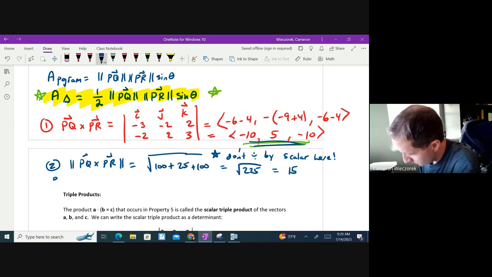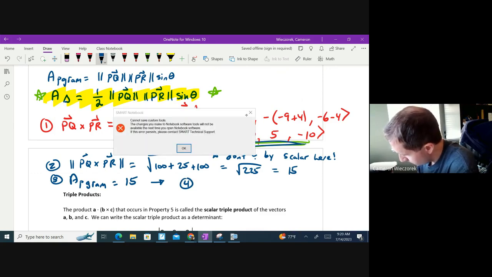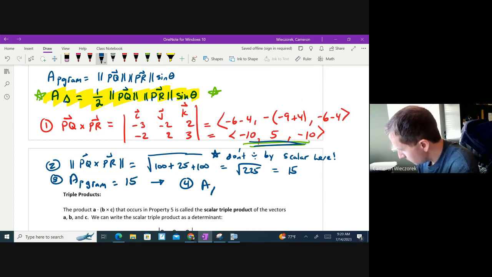Third step, let's get the area of the triangle. You could get the parallelogram first and then divide by 2, or you can do it all in one step. I'm going to do the parallelogram first. Magnitude of cross product is 15. We just did that. Last step, I need the area of the triangle, which is going to be half of that. So it's going to be 15 over 2.